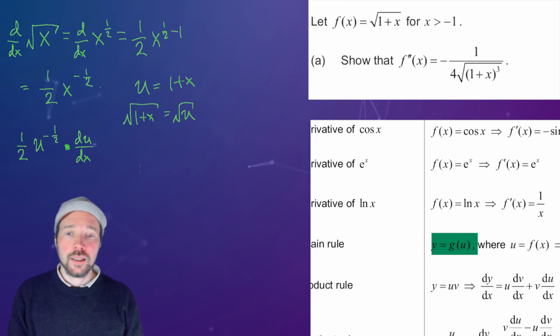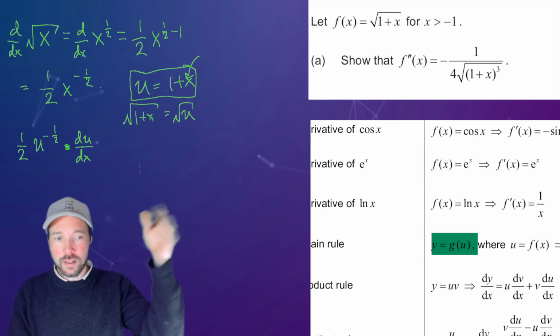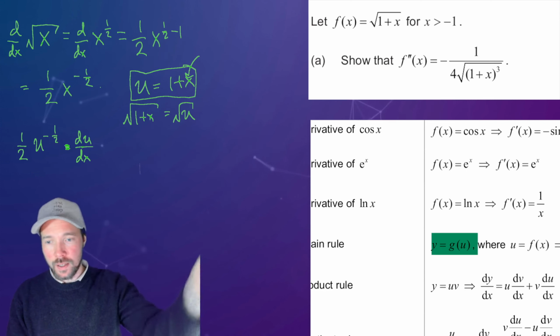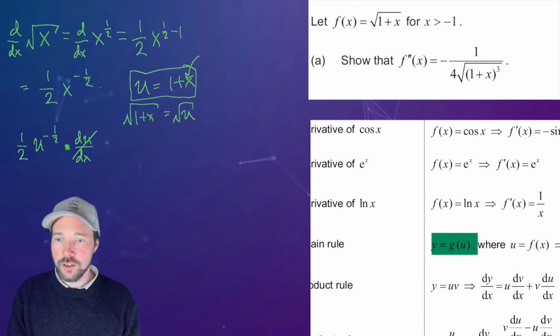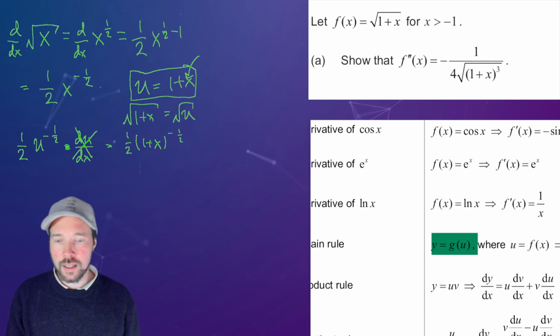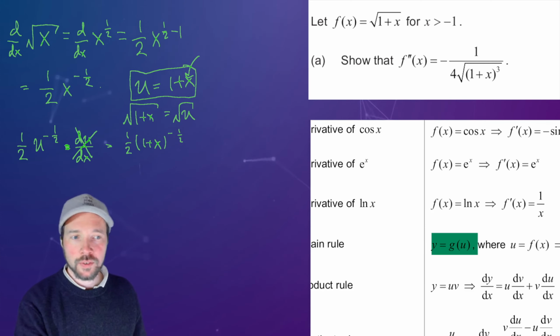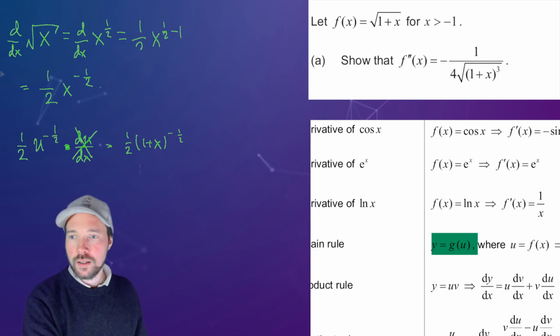Okay, but the derivative of this function 1 plus x is just 1, because the derivative of 1 is 0 and the derivative of x is 1. So it's just 1, so it doesn't matter. So the answer is simply this. Now, we took the derivative of this function once.